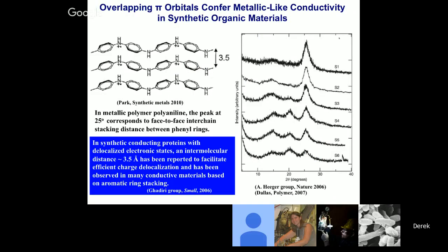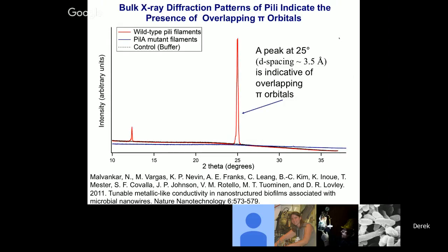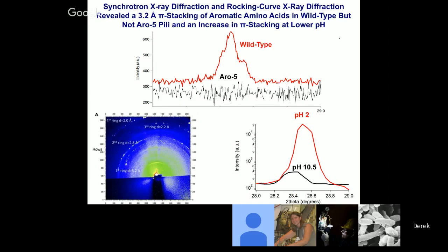So it's really important for us to try to understand how there could be metallic-like conductivity in these pili. And one thing that's known for the synthetic organic materials is that their metallic conductivity results from overlapping pi-pi orbitals of aromatic compounds. So Mikhail looked at this and initially through standard X-ray diffraction saw evidence for the overlapping pi-pi orbitals, and then did more sophisticated synchrotron and rocking curve X-ray diffraction, which also revealed that feature. An important point, as can be seen in the lower right, is that at pH 2, there was a much greater abundance of the pi-pi stacking than at pH 10.5, and that's consistent with the much higher conductivity at that low pH.